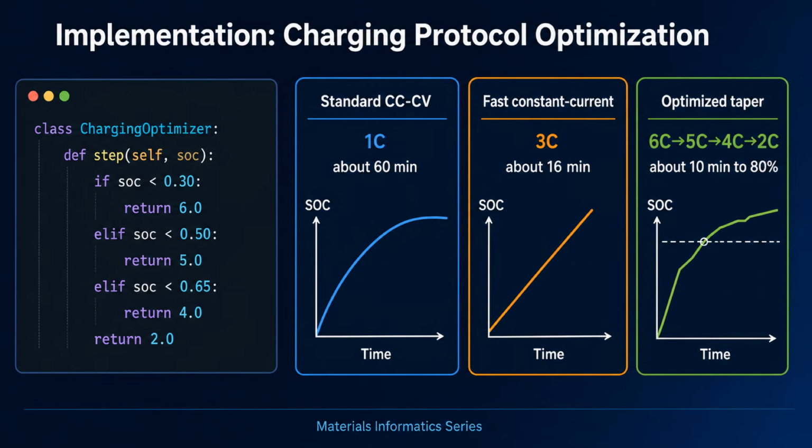The implementation compares 3 charging protocols. Standard constant current constant voltage at 1 C takes about an hour. Simple fast charging at higher C rates reduces time but increases degradation.